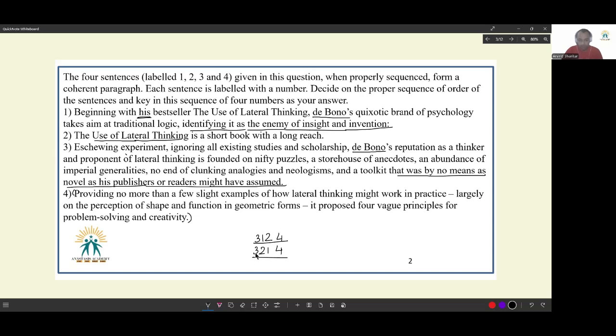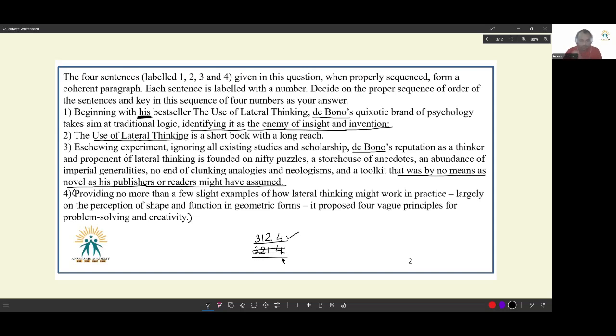It has to be 3, 1, 2, 4, not 3, 2, 1, 4, because see, 3 is talking of de Bono. Now, beginning with his bestseller, if we have his bestseller mentioned, the next statement should be about de Bono. We can't go from eschewing experiment, all existing studies and scholarship, de Bono, and then we mention the book, the use of lateral thinking. Also, this book only has value, only has identity if it is his book. If it is not his book, the reference of this book would not make sense. So, it has to be 3, 1, 2, 4. It has to be 3, 1.